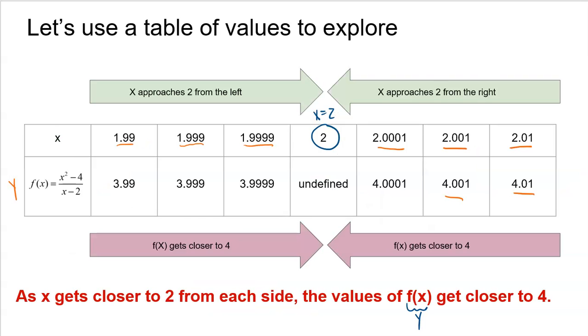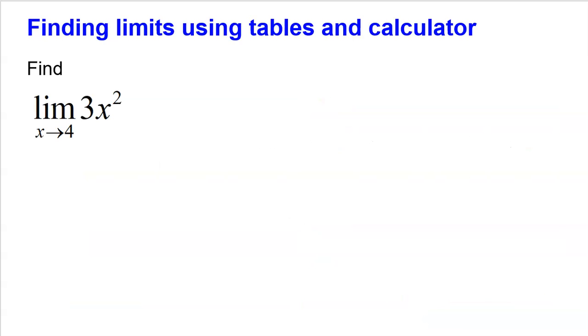And this is exactly what I'm talking about with the table. If I want to find out what happens as X gets closer to 2, well, I start plugging in numbers closer to 2. I mean, it's that simple, and I see what happens. All right, so here is our first example. We're going to use a calculator and a table to kind of show this.